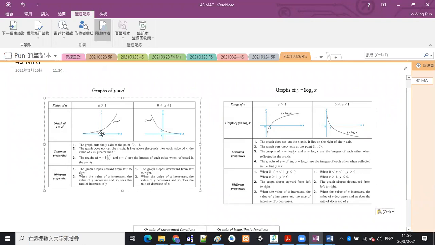If the base number is larger than 1, I will call this the normal case. If a is larger than 1, it is increasing, and the log is also increasing. If the base number is less than 1, then it is the abnormal case. So the graphs are decreasing. The graph of the log function is also decreasing.